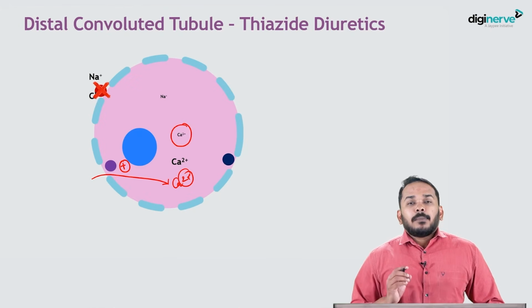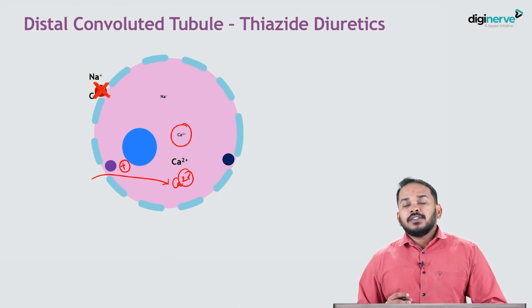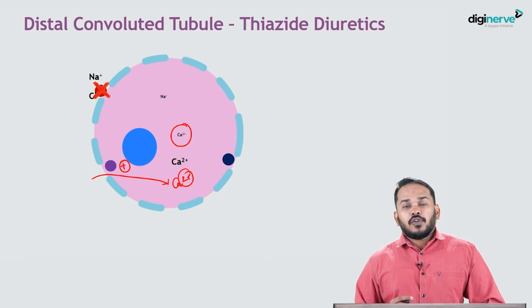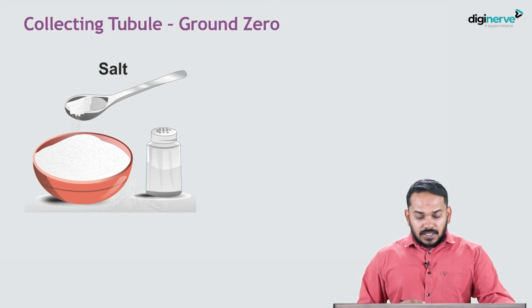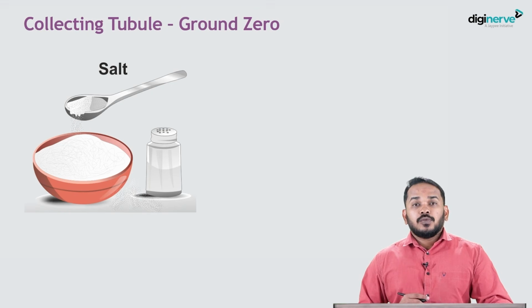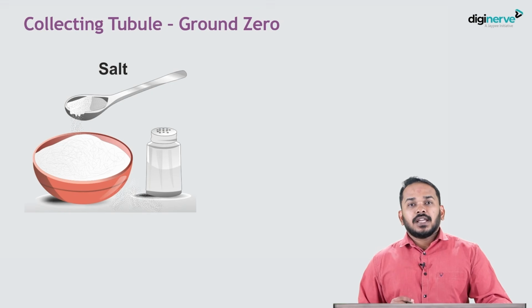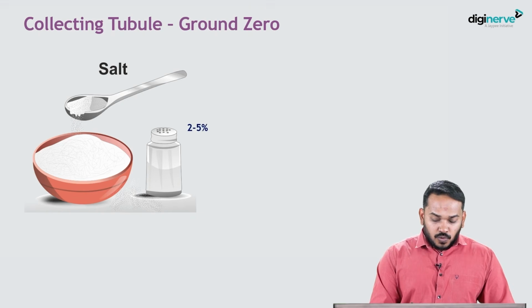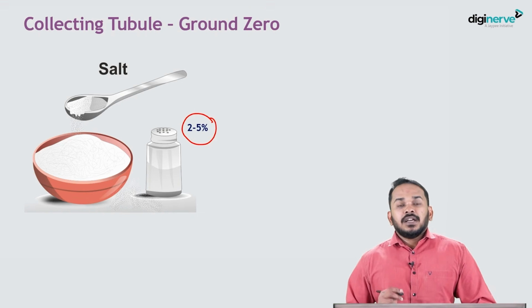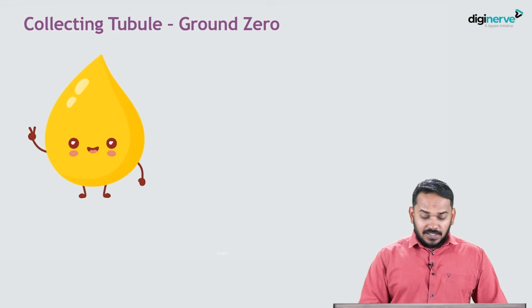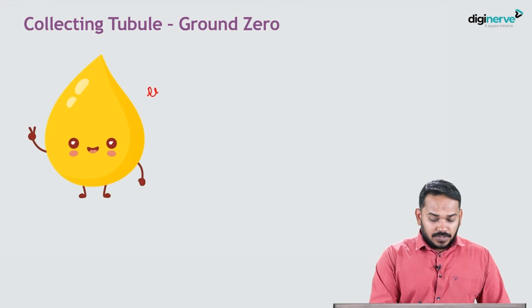Now we will see what happens in the collecting tubule. Collecting tubule is the last part of the nephron where urine is concentrated. So there is reabsorption of water and electrolytes in the collecting tubule. Almost around 2 to 5% of the salt reabsorption takes place in the collecting tubule. Collecting tubule also determines how concentrated the urine is.